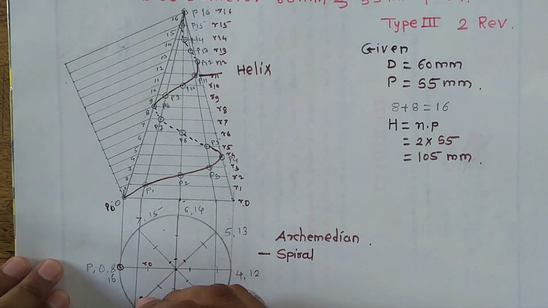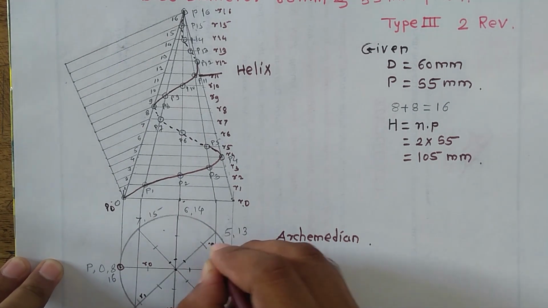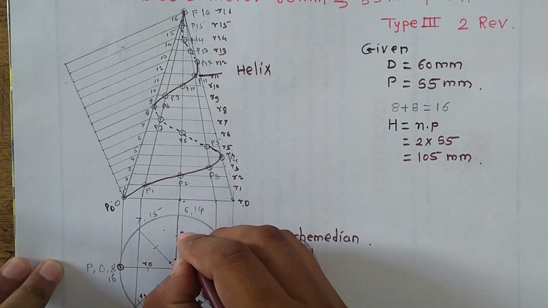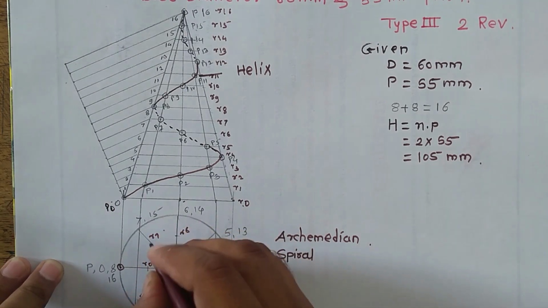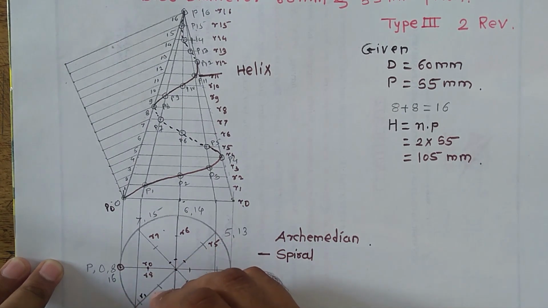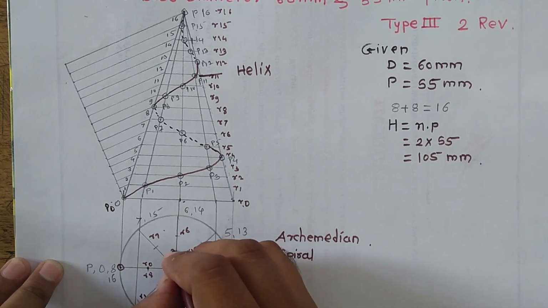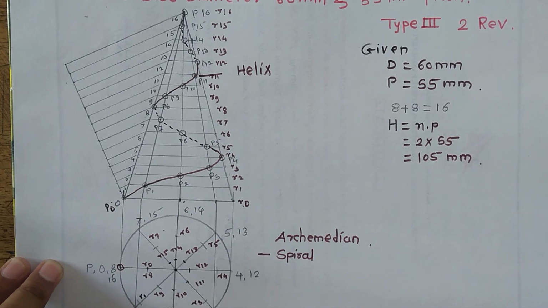This will be R1, R2, R3, R4, R5, R6, R7. Next this will be R8. This will be R9. This will be R10. This will be R11, R12, R13, R14, R15, and the last will be R16.